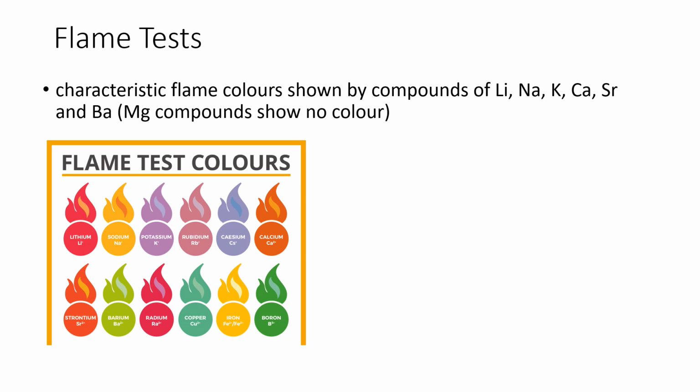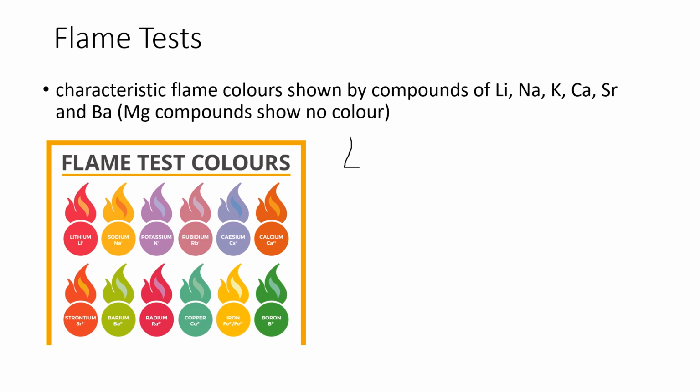Now the flame test involves taking normally just a wooden splint and soaking it in a solution of the compound and then putting it into a blue roaring flame very quickly and just observing the colour. You've got to take it out pretty quickly before the splint sets on fire.